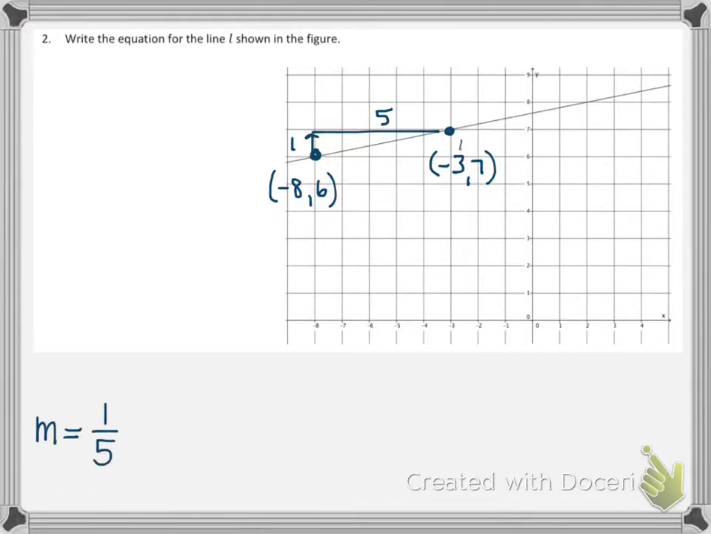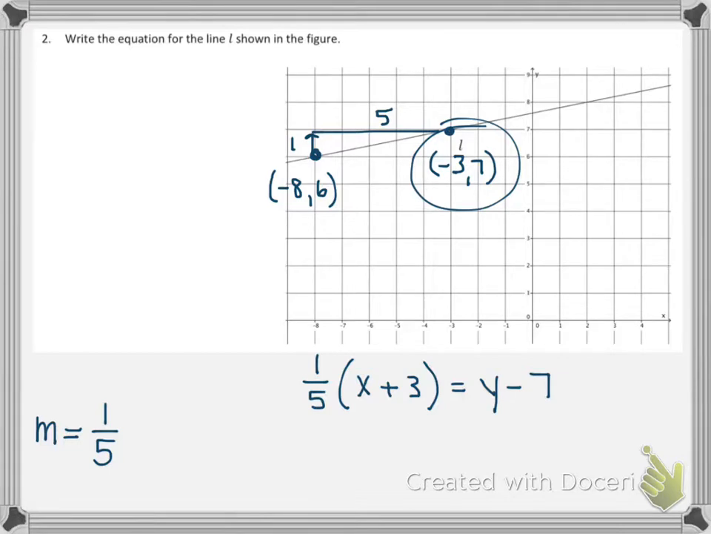And I can write my point slope form. 1/5 times x minus our x. Let's use this one. Our x is a -3. That's going to make this a +3. Is equal to y minus our y is a 7, and that is point slope form.